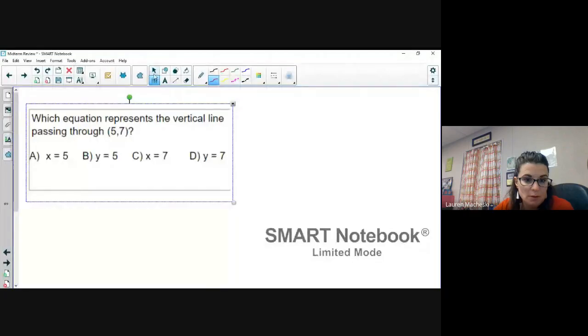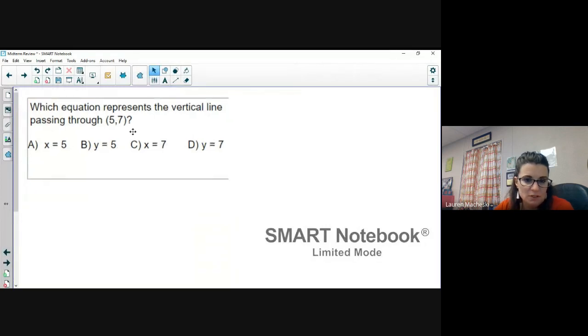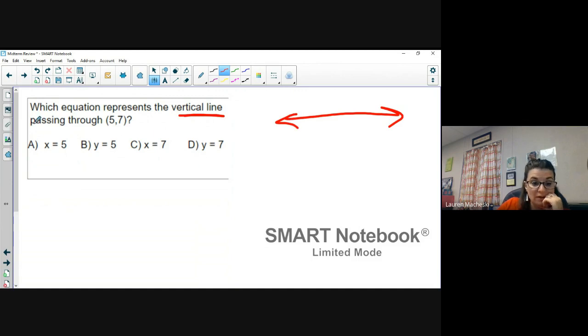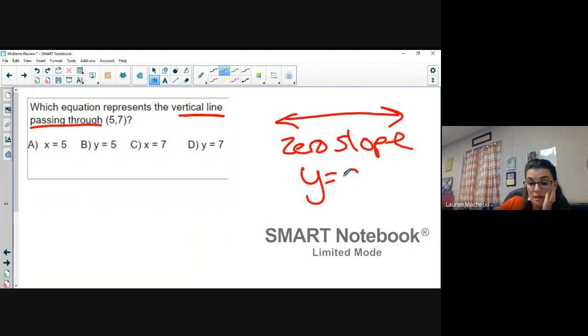Let me present my screen here. All right, so next we got question number 3, but just make sure you're showing your work. Which equation represents the vertical line passing through the point (5, 7)? Well, first of all, a vertical line is this way. And think about that: a vertical line is when the equation is x equals a number.